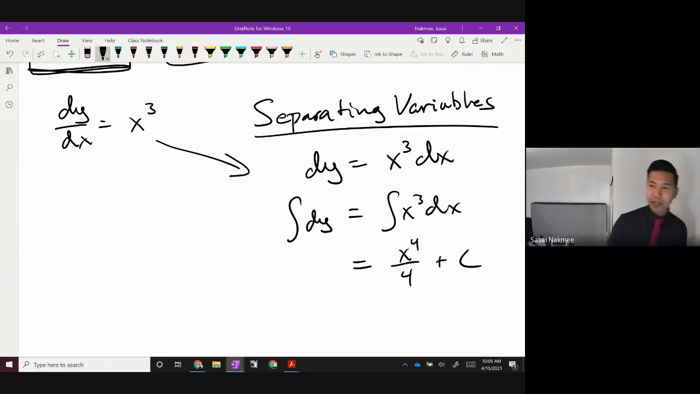The integral on the left is new. I'm hoping that you can see that. The integral on the left is a little bit different. It's the integral of dy. I'm hoping you don't mind this, but the integral of dy is just going to be y.